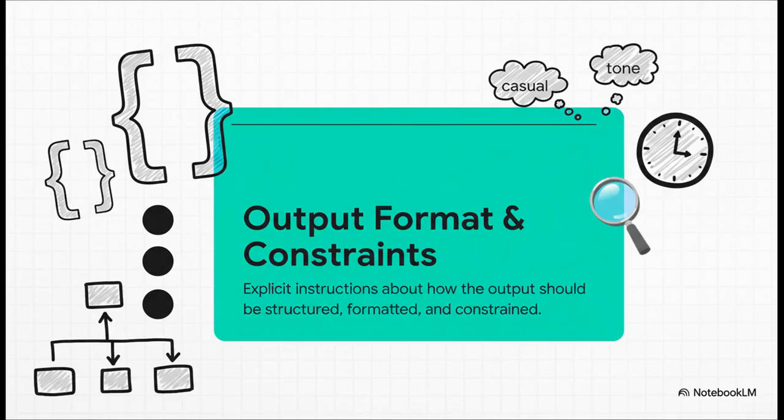Now for format. Oh man, this one is where you get an output that you can use immediately. Be explicit. Tell it you want the output in JSON or as Markdown with bullet points. Give it a word count. Define the tone. Is it formal, casual, funny? This step alone can save you literally hours of tedious reformatting and editing later.